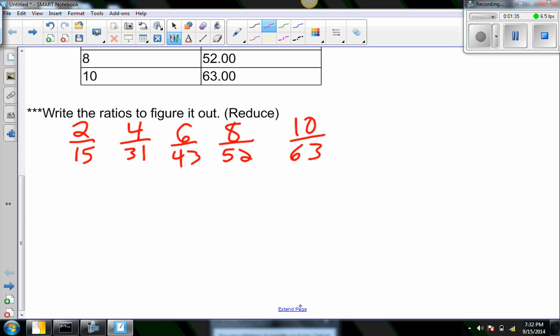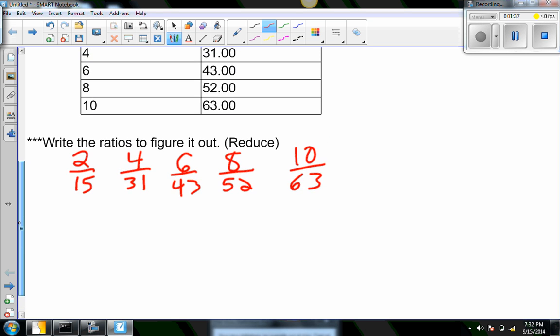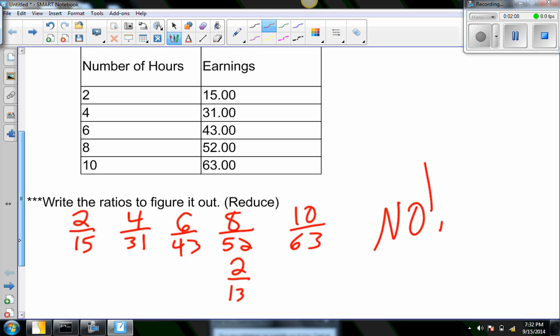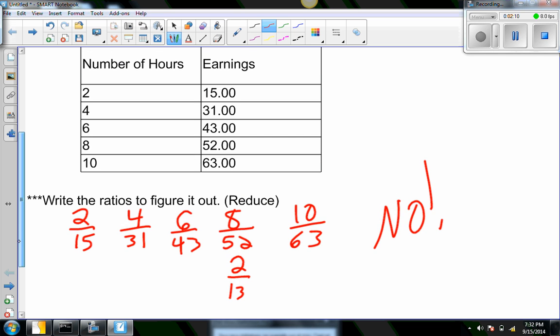And so one thing you need to do before you look at the ratios to see if they're the same is to reduce them all. And you can see here that can't be reduced, that can't be, this one can be. So if you divide it by 4, you would get 2/13, and this one can't be. So you can tell as soon as you get to one set that does not come out to be equal, you can already say no. That table is not proportional because the ratios are not equal the whole way across.